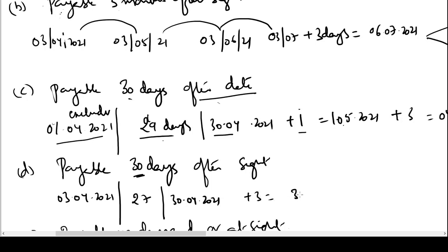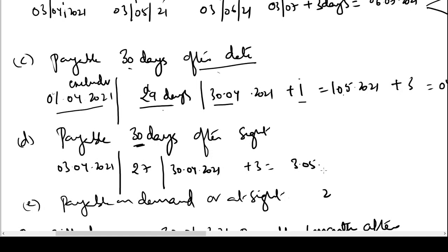So we will be completing 30 days on 3rd May 21 plus 3 days of grace. So 6th May 21 will be the due date. Again you have to apply the same logic.